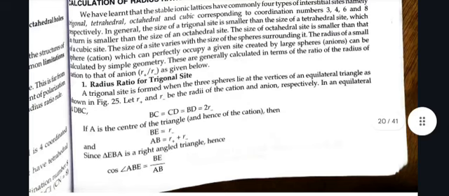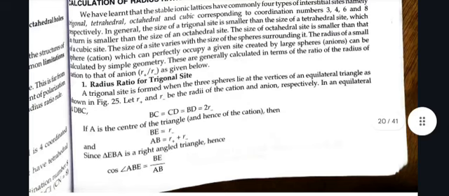The size of a site varies with the size of the spheres surrounding it. The radius of a small sphere, the cation, which can perfectly occupy a given site created by large spheres, can be calculated by simple geometry. These are generally calculated in terms of the ratio of the radius of the cation to that of the anion as given below. Radius ratio for triangular site.